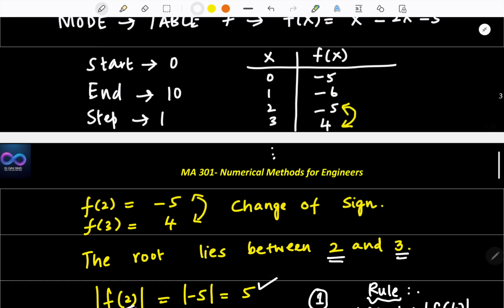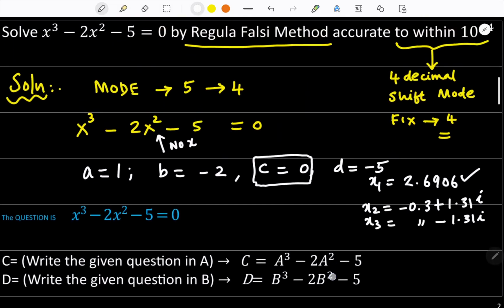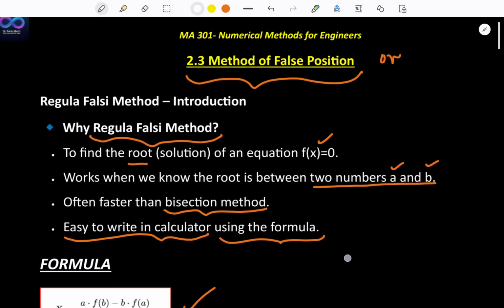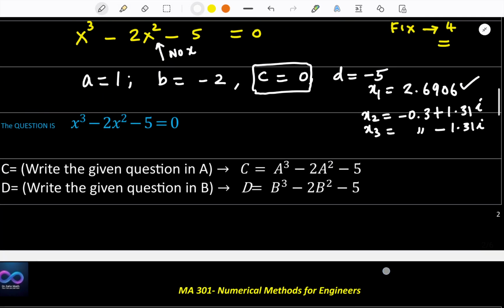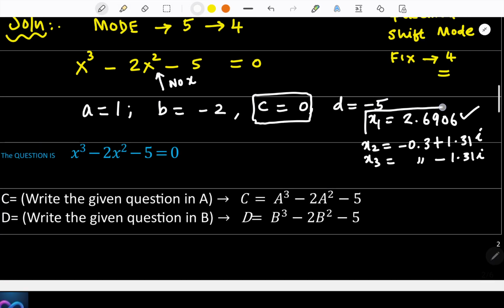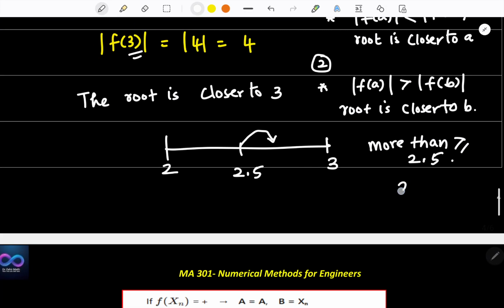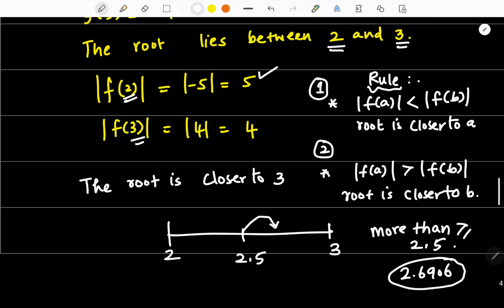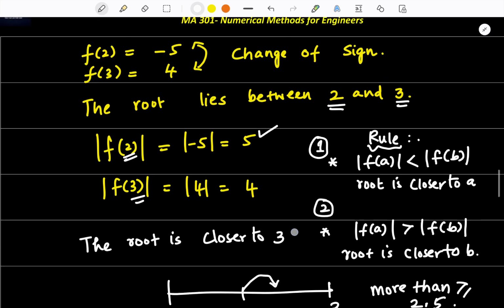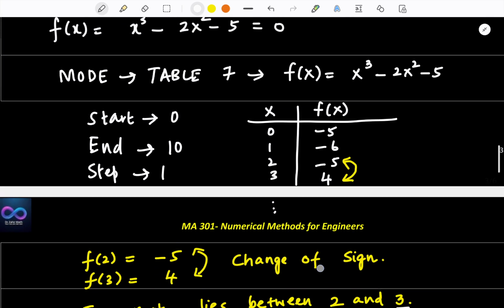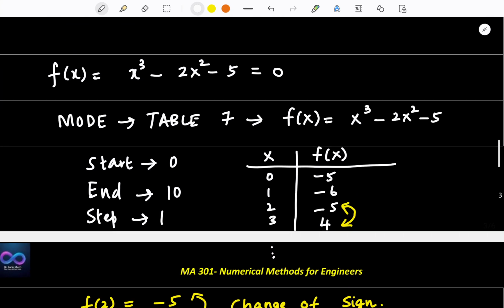So look at our answer. What answer did we get in the calculator? In the calculator we got 2.6906. So it shows very clearly, this rule is very clear to find the root. So before starting the question, you must do all these things, the preparatory work to start this.